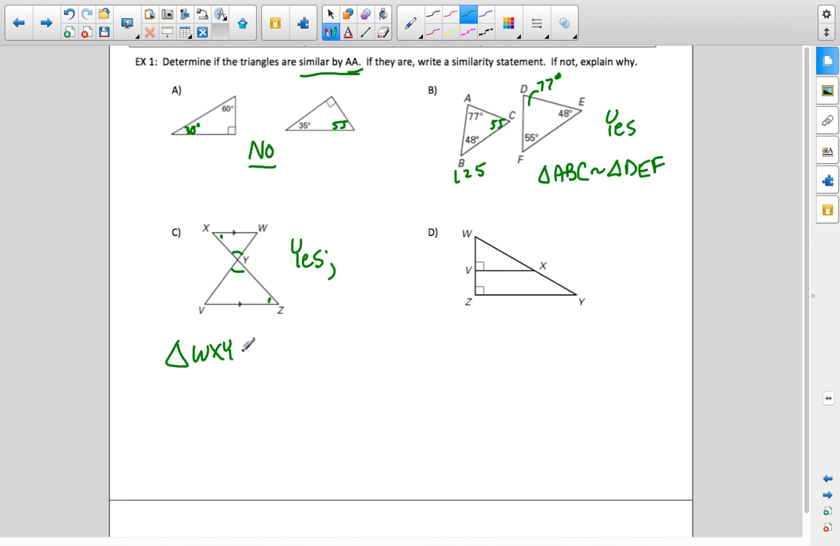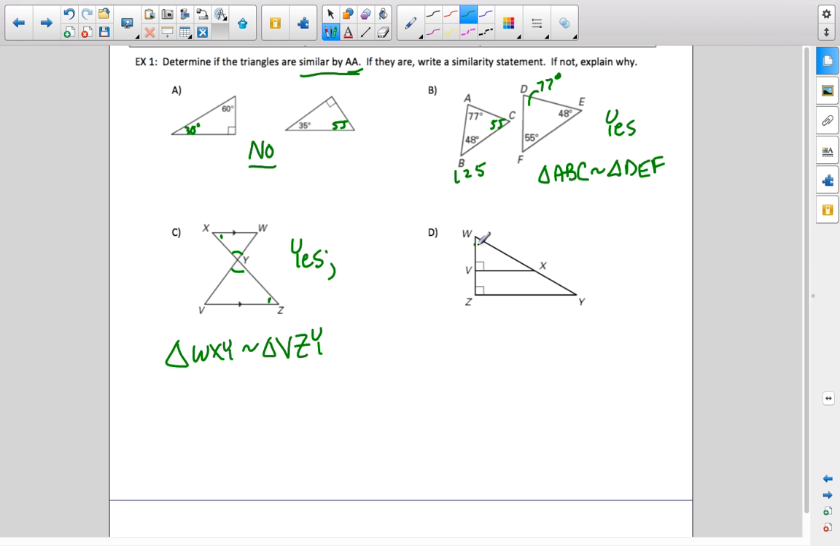Triangle WXY, I'll call it, is similar to triangle... and since I said W, I want to say V, and then I should say Z, and then Y. Okay, D, and this is another variety. We've got a triangle here that's overlaying the one, WZY.